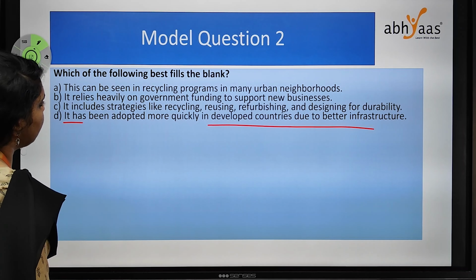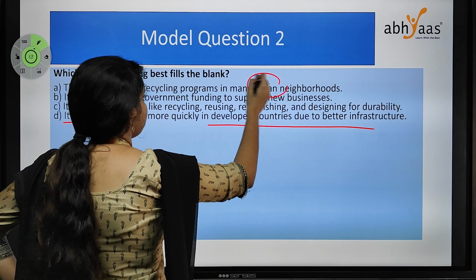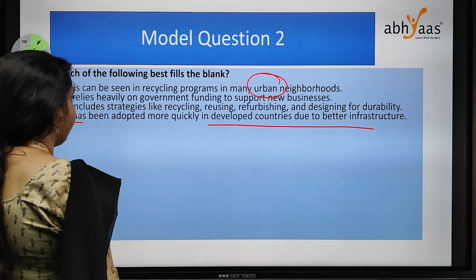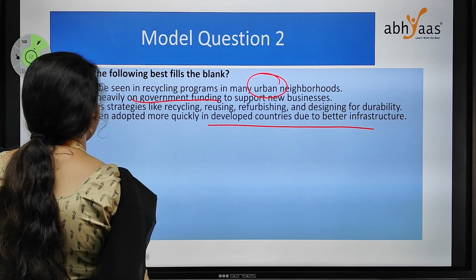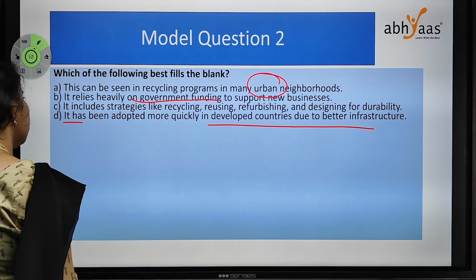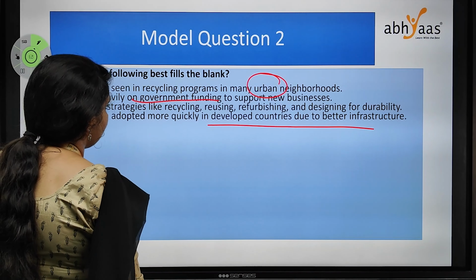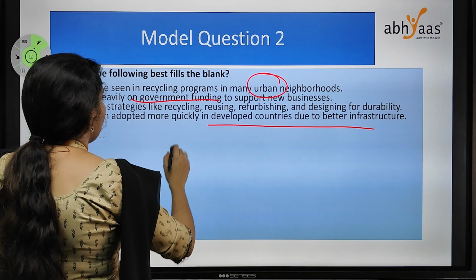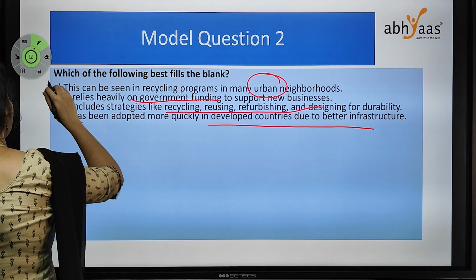This can be seen in recycling programs in many urban neighborhoods, but nothing about urban neighborhoods is being discussed again. It relies heavily on government funding to support, but nothing about government is being spoken again in the passage. It includes strategies like recycling, reusing, refurbishing, and designing for durability. Yeah, this is something which seems more appropriate, right? I think C should be the answer.